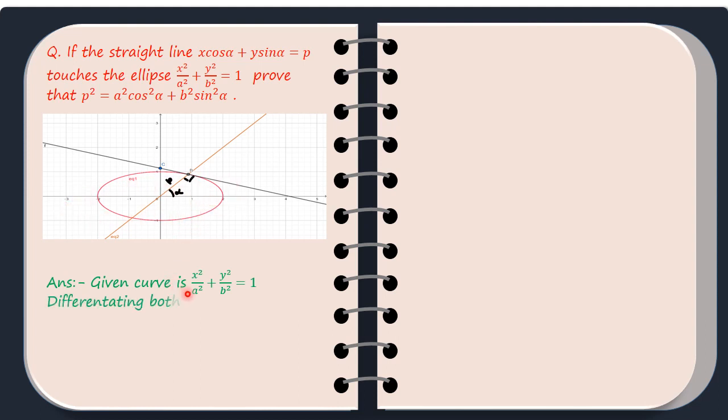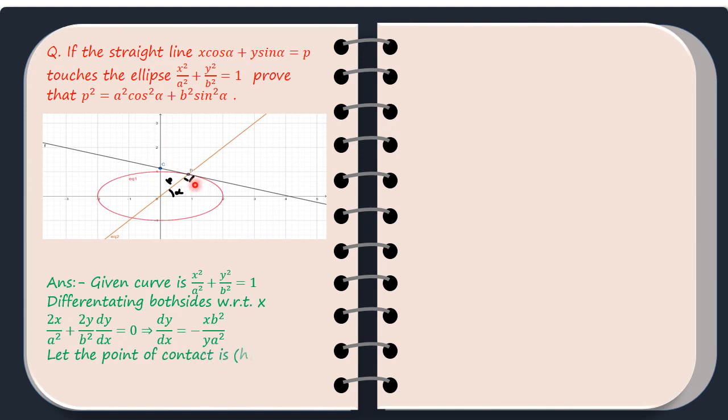So here the given curve is x square by a square plus y square by b square is equal to 1. Now for finding the equation of the tangent, what do you need to find? You need to find dy/dx. So for that, differentiating both sides with respect to x, we will find this equation, that is dy/dx is equal to minus x b square by y a square.